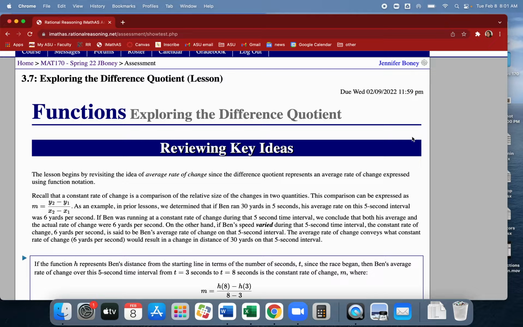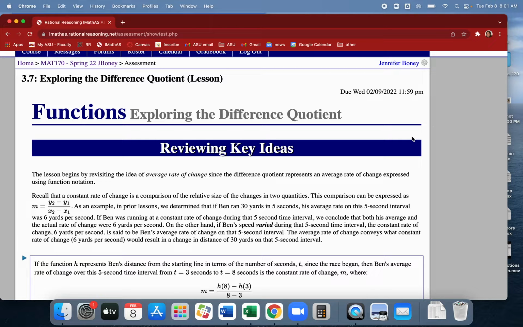I think that was during the week I was not here. Average speed. But yeah, finding constant rate of change, finding average rate of change, finding slope of a line, those are all computations that are called a difference quotient because it involves two subtraction results that are divided. So that's all that word means.